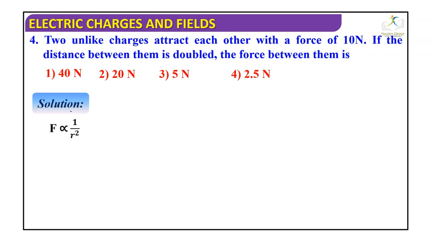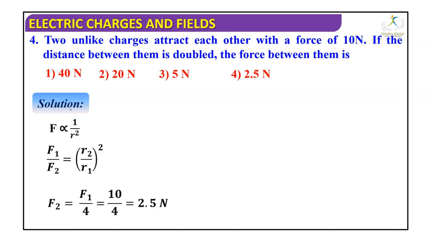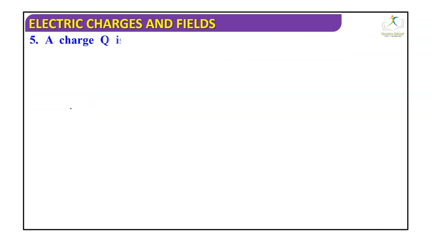So we know that force is inversely proportional to the square of the distance between them. So F1 by F2 is equals to R2 by R1 whole square. F2 is equals to F1 by 4. That means the value of F2 came 2.5 Newton and the correct option is option 4. Moving ahead with the next question.